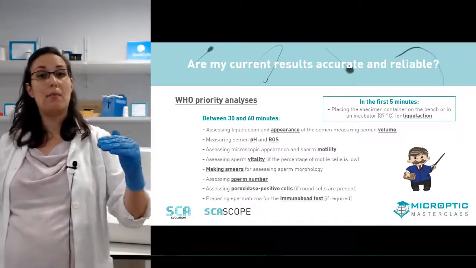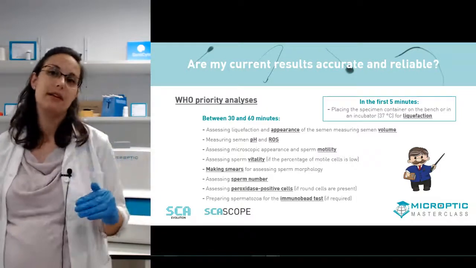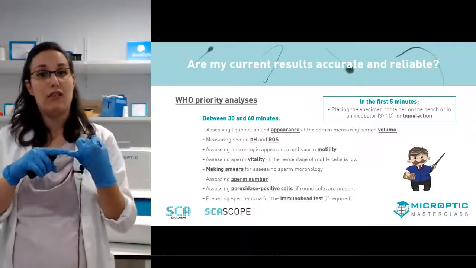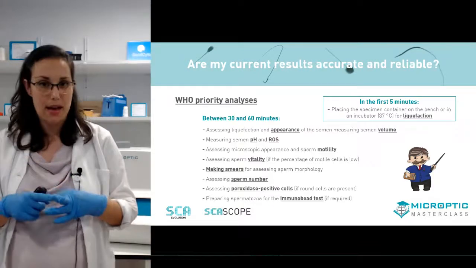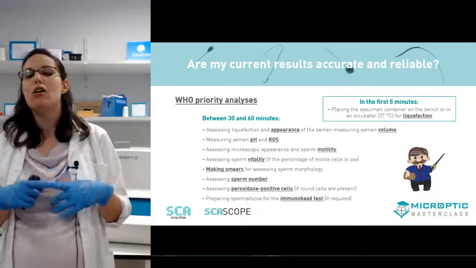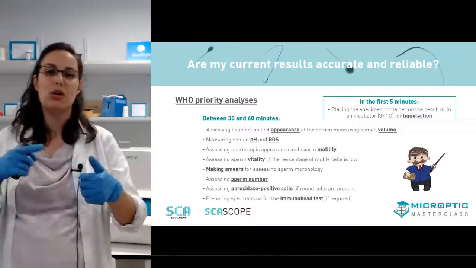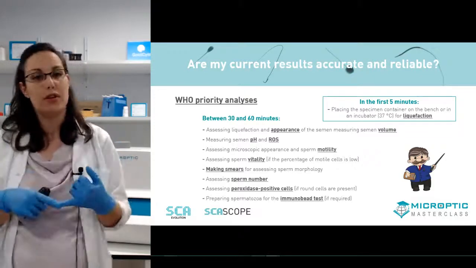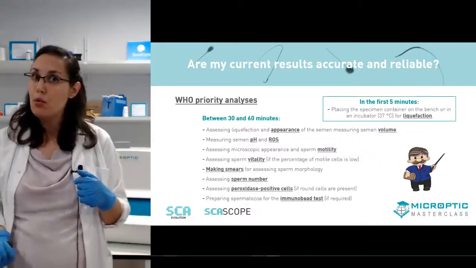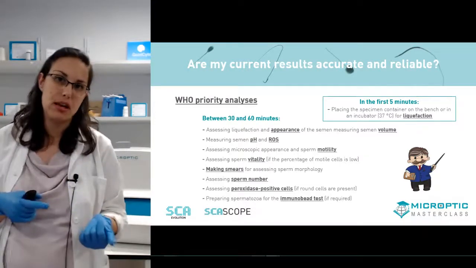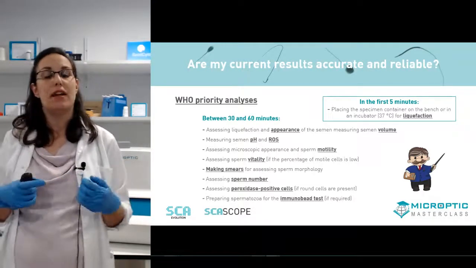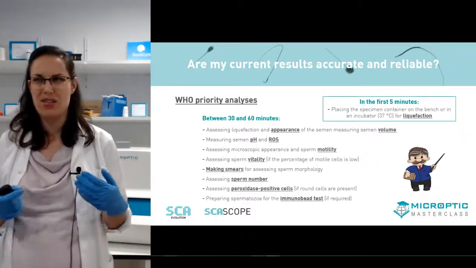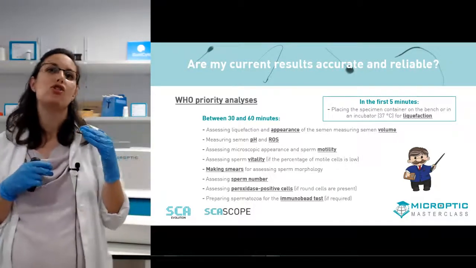Okay? So once the sample is collected, it should be left to liquefy, and during the first 30-60 minutes, you need to do the evaluation of the appearance, the volume, the pH. If you suspect the presence of ROS, also this fast test for ROS, motility, vitality. You can do the smears for morphology, and count the sperm number. If there are so many round cells, evaluate the level of peroxidase activity in the ejaculate, or if there are agglutinations, evaluate for the presence of antibodies in the sample. Okay, so there are lots of tests to do in this short period of time.